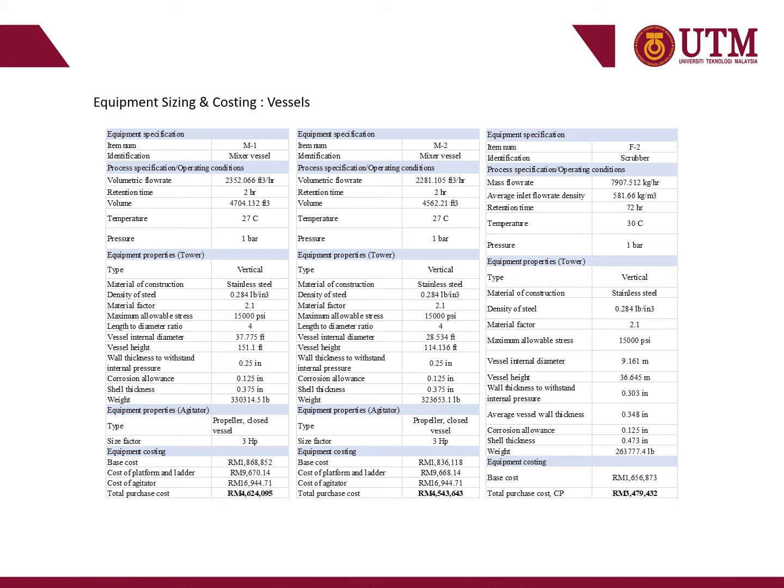Next, we have the equipment sizing and costing for the vessels. The first mixer is for the dilution of molasses. The second one is for the acidification of our water mixture by adding sulfuric acid. Then we have our scrubber to recapture ethanol and to separate CO2. After calculating the sizing, corrosion allowance, shell thickness, weight, and so on, we are able to calculate the costing for these vessels as well.